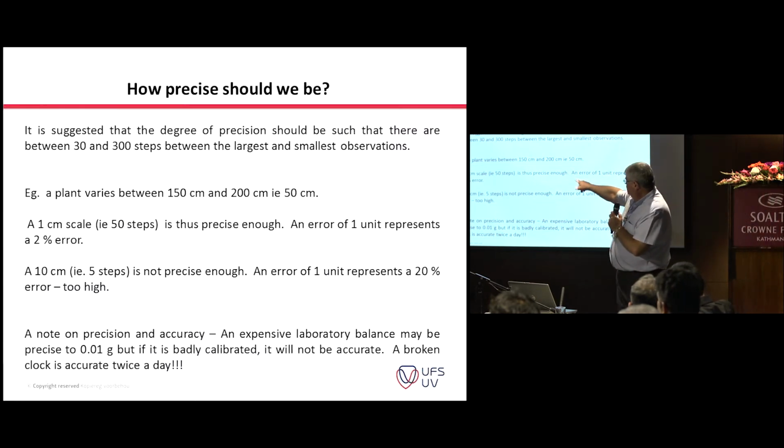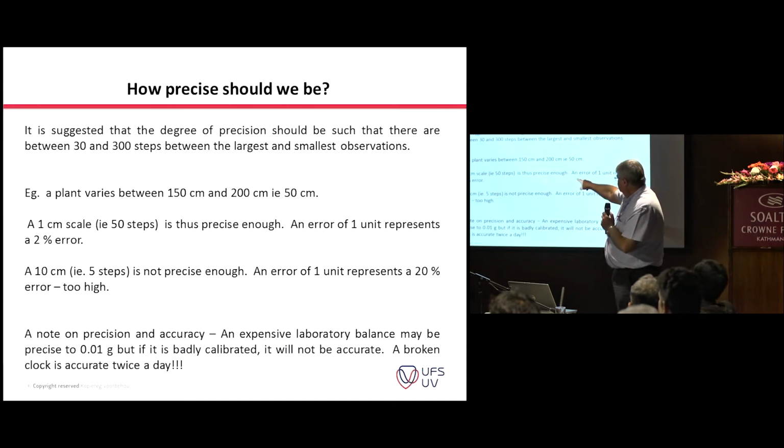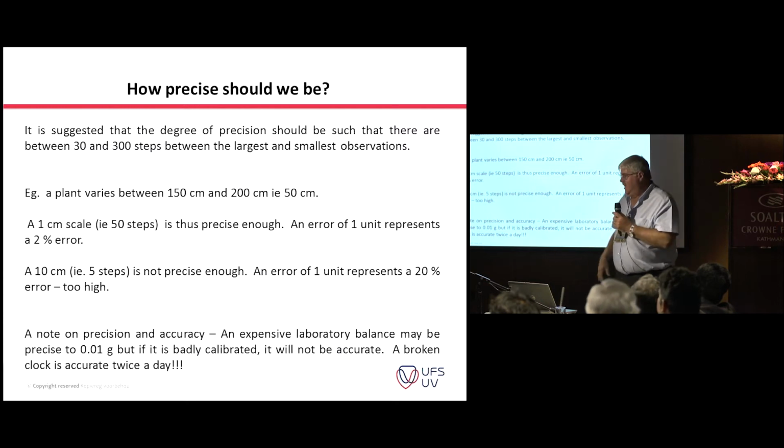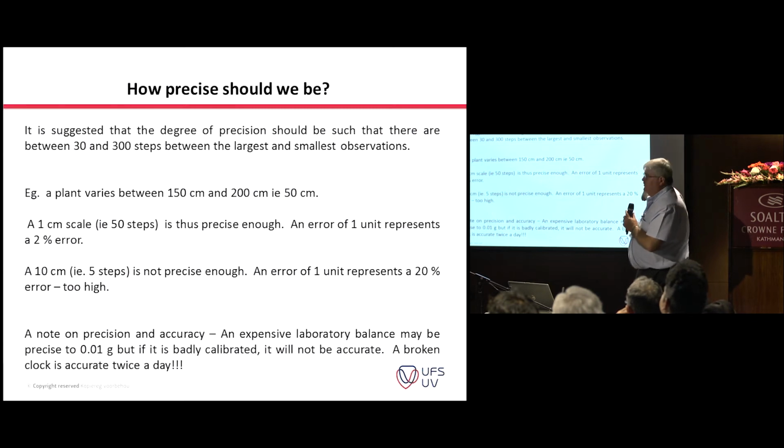If I use a 1 centimeter scale with my measuring stick, and I use 50 steps, it's precise enough because an error of 1 unit, in other words, an error of 1 centimeter, only represents a 2% error. If I take my measuring stick with a 10 centimeter gap, I've only got 5 steps. It's not precise enough because an error of 1 unit represents 20% error.